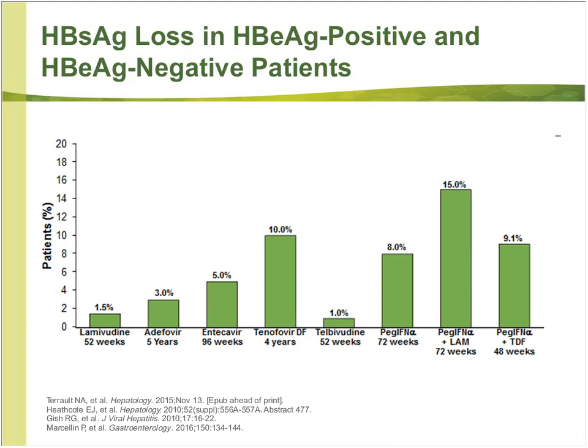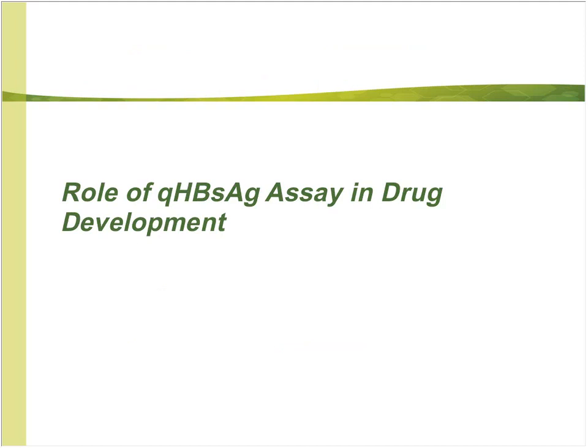S antigen loss in E positive and E negative patients, this is just reviewing what happens. Left cluster is our NUCs, right cluster is pegylated interferon, and we have a 5 to 10% chance with NUCs, and we have an 8 to 15% chance of S loss with interferon therapy. And even combination therapy may be slightly higher, although that's still not golden.